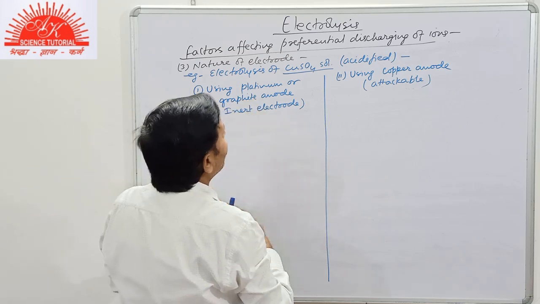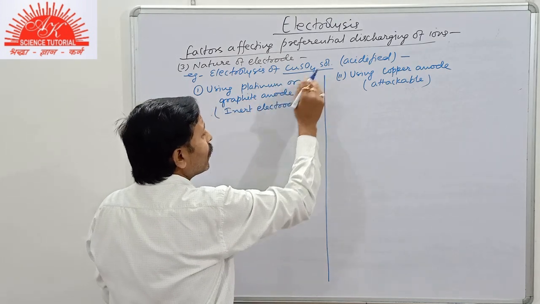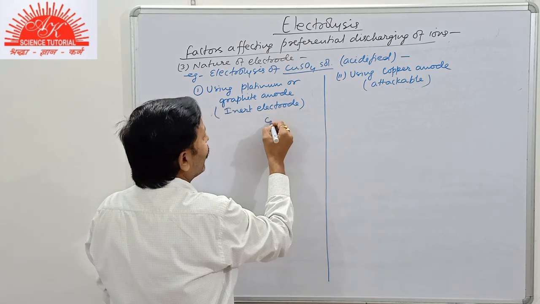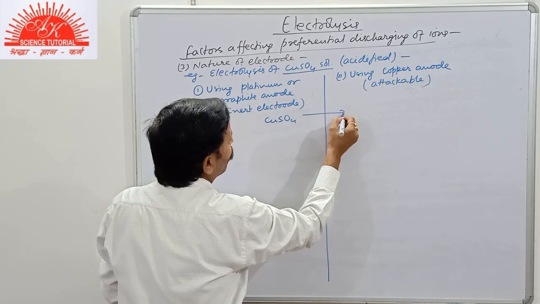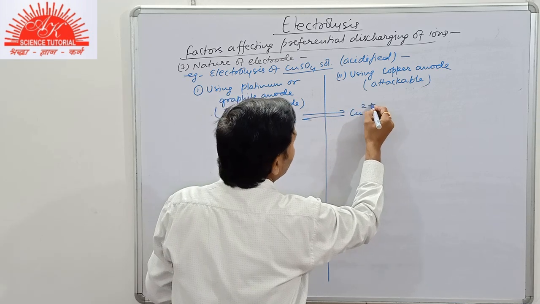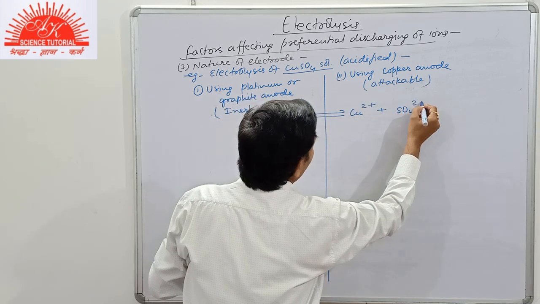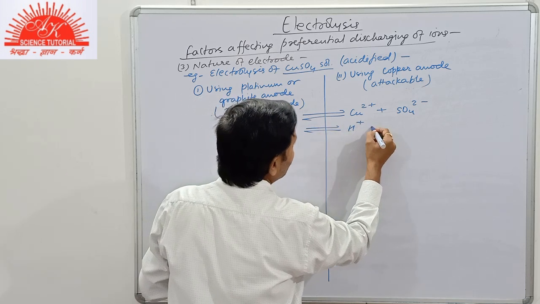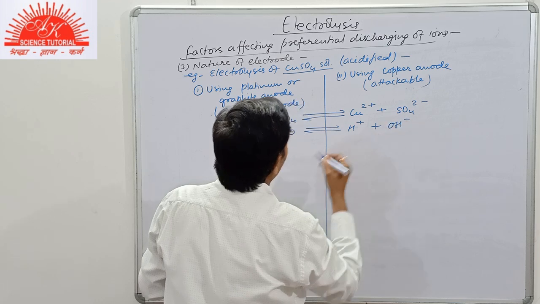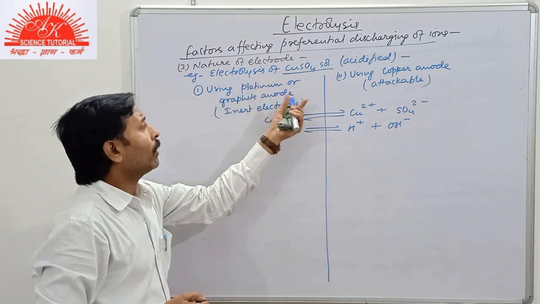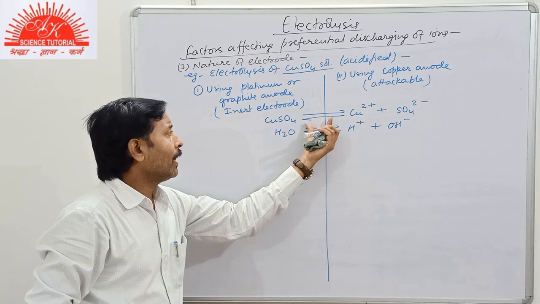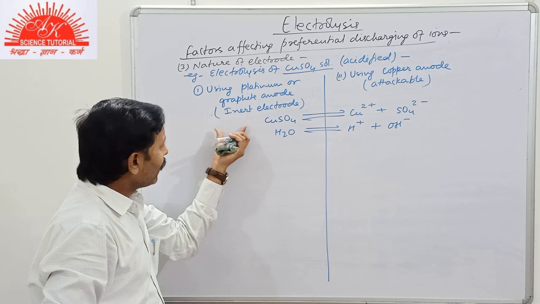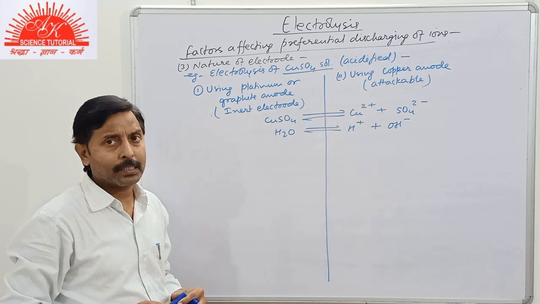Now we are studying in comparison, so we can use the electrolyte common for both of them. Like you see, CuSO4 gives Cu2+ and SO4 2-. H2O gives H+ and OH-. Since the electrolyte is common for both of them, I have written this part as common, means it will be here or here at both places.